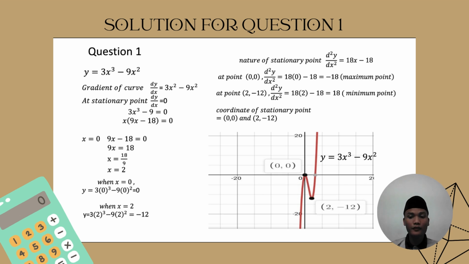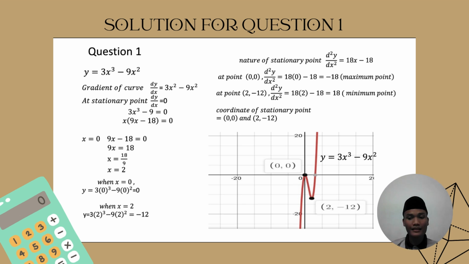Then, guys, you must find second order. How to find second order? You must use the first order equation. dy over dx is equal to 9x squared minus 18x. So the second order differentiation equation is d squared y over dx squared equal to 18x minus 18. So by using calculator, you need to find x. After you calculate, you will get x1 is equal to 0 and x2 is equal to 2.